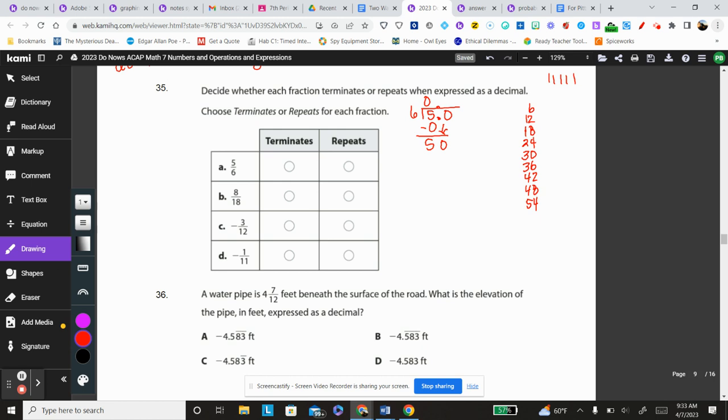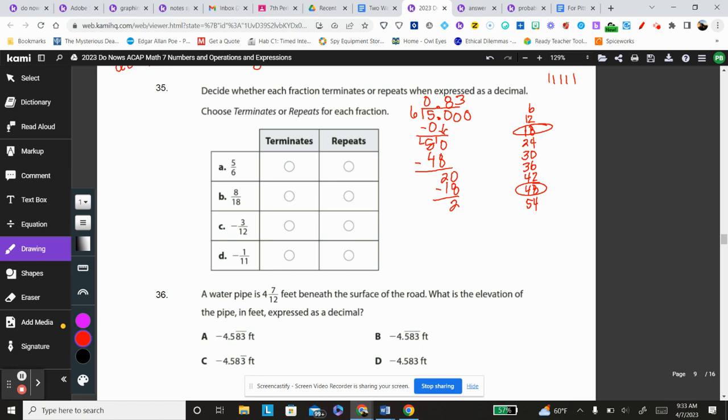And how many groups? 8 times, which is 48. And then add a 0 and bring it down. How many groups of 6 can I get out of 20? 3, which is 18. 20 minus 18 is 2.